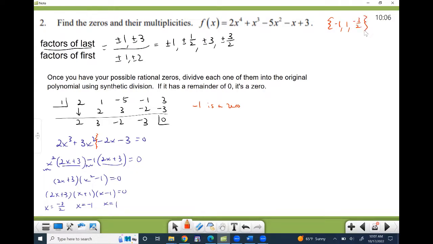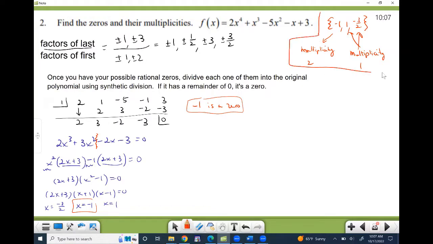Now they want the multiplicity, right? Well, remember, -1 showed up twice. It was a zero up here, but it was also a zero again. Okay, so that one's going to be multiplicity 2. These two only showed up one time, so those are going to be multiplicity 1. Okay, and that makes sense because let's count it out. 1, 2 for that one, 3, 4. And so we knew we should have 4 because our highest exponent is 4. So this is looking really good. I'm going to box this whole thing in.